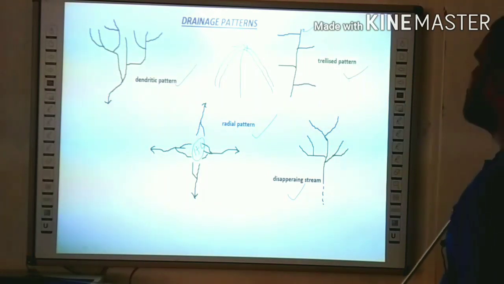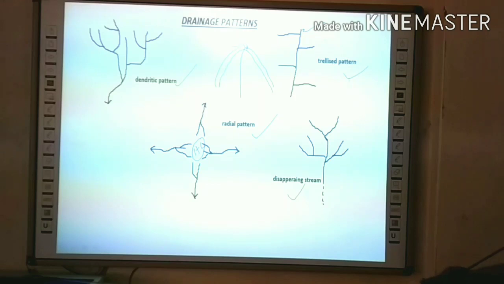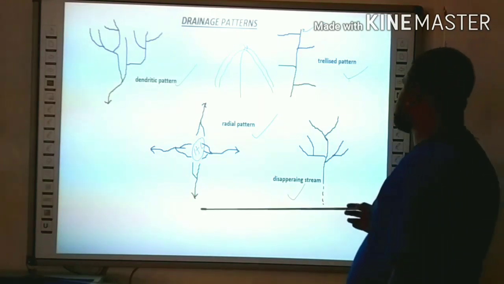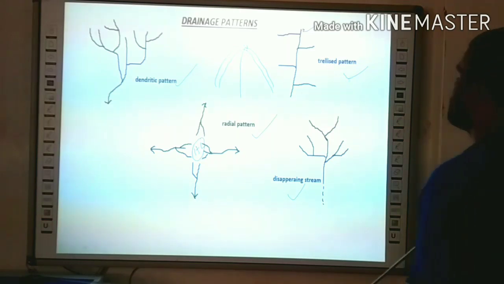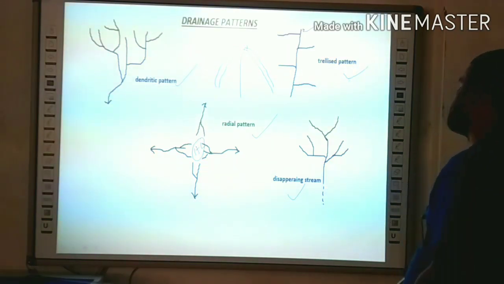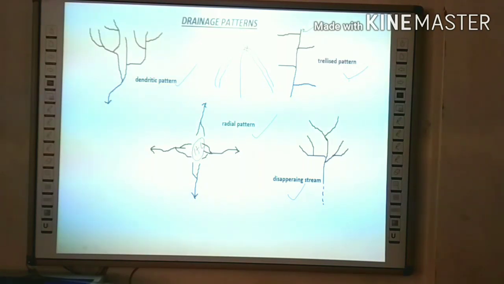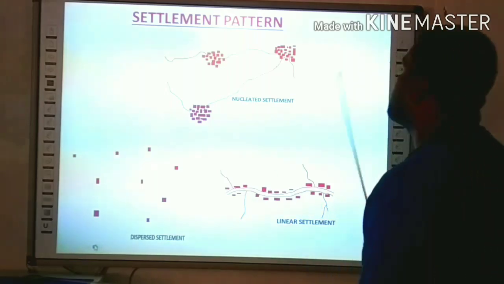Now another important drainage pattern that you will find in your map is the disappearing stream. Now what is it? You will find in your map that there are some streams which you can see, but they don't continue for long. Either they disappear or you can see them in dotted lines. Such types of features are called disappearing streams. Settlement pattern.